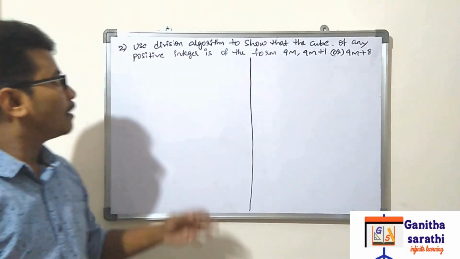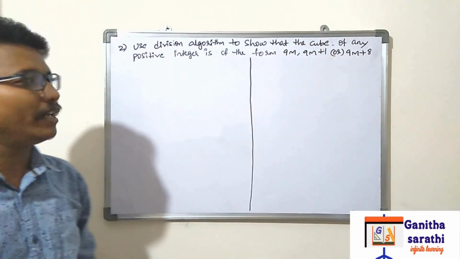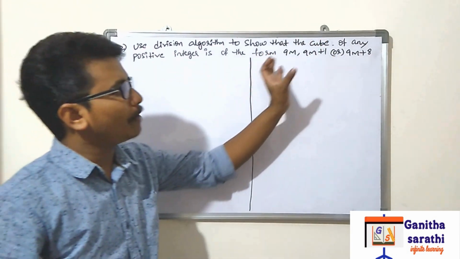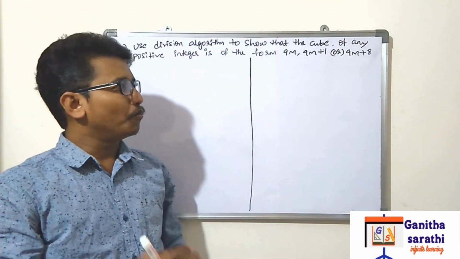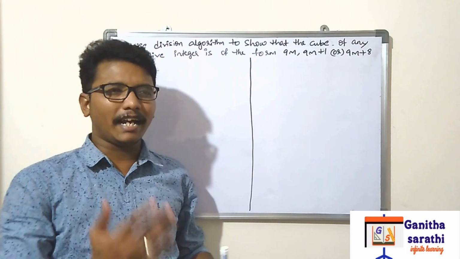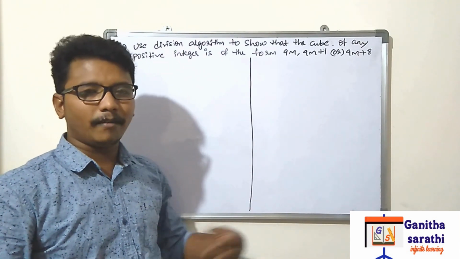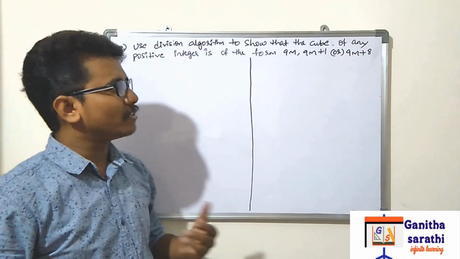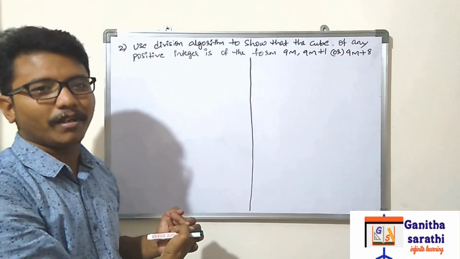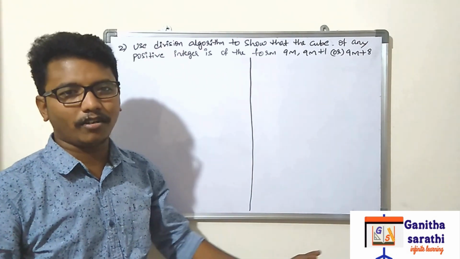Now see here: using the division algorithm, show that the cube of any positive integer is of the form 9m, 9m plus 1 or 9m plus 8. In some of our books and guides we will find a shortcut method for squares and cubes, right? My suggestion is, if you follow the traditional basic method, it will be useful if he gives any kind of values.